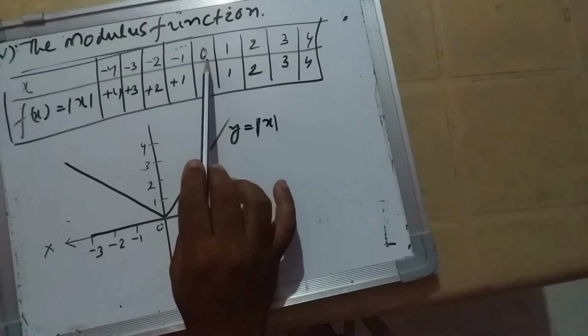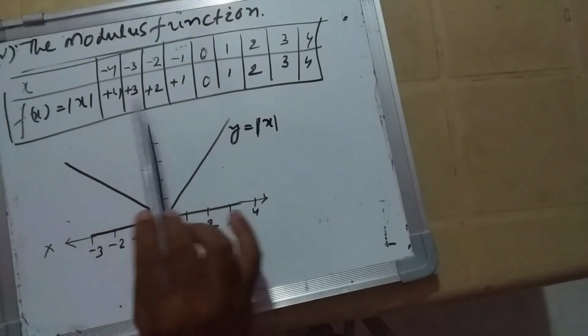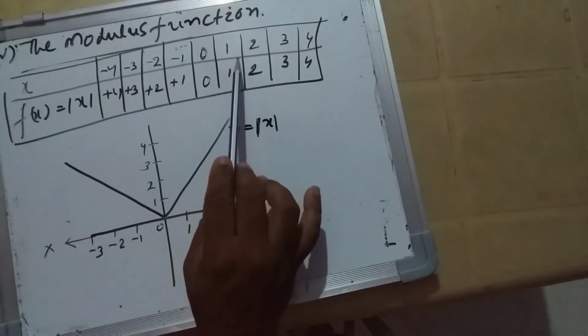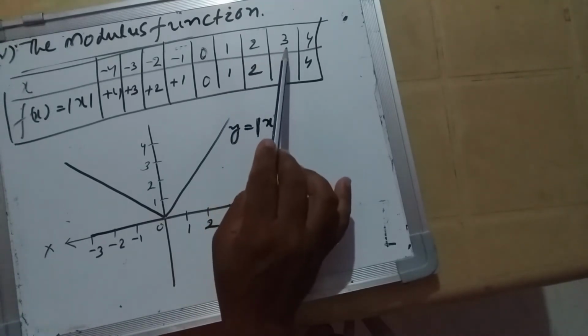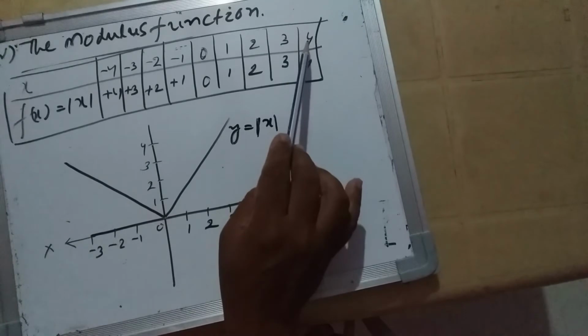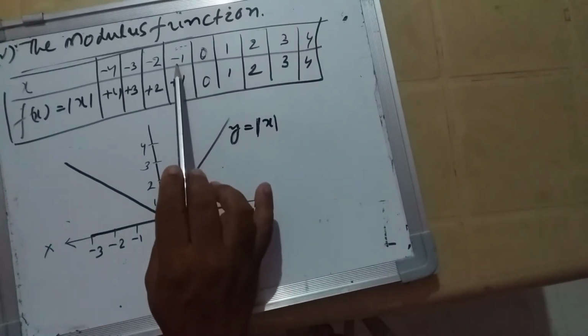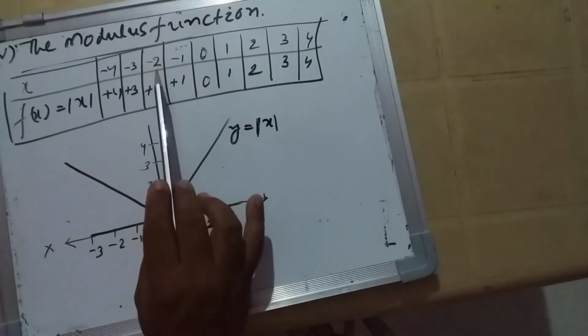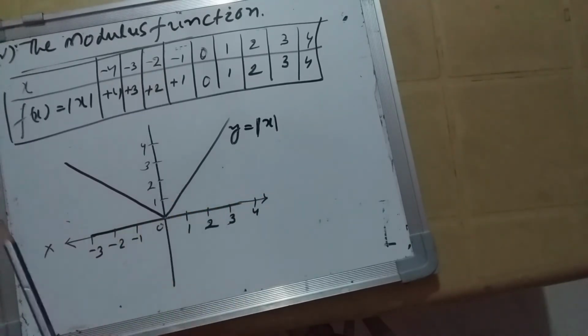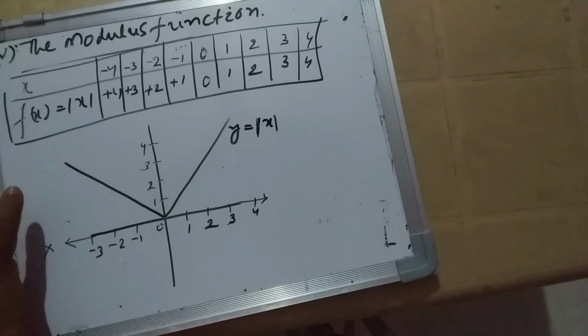If we plot the graph: x is 0, f of x, modulus of x, is 0. For 1, modulus of 1 is 1. For 2, f of 2 is 2. For 3, modulus of 3 is 3. For 4, modulus of 4 is 4. Minus 1, modulus of minus 1 is plus 1. Minus 2, modulus of minus 2 is plus 2, in this manner. So we can draw the graph.